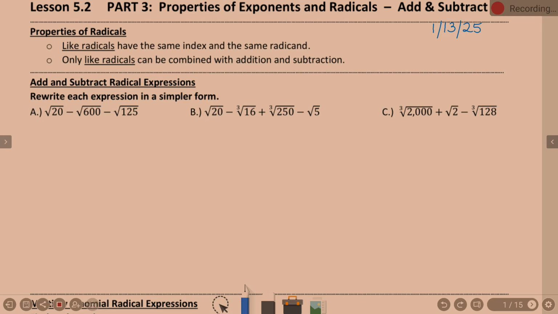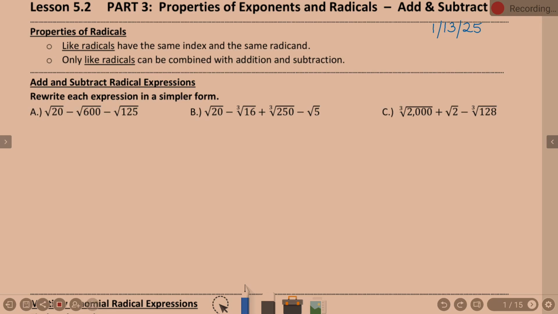Multiplying, they just had to be the same type of index. So square roots with square roots, cube roots with cube roots. Like radicals have to be the same. So we can add a square root of 5 with a square root of 5, but we can't add a square root of 5 and a square root of 2. Only like radicals can be combined with addition and subtraction.